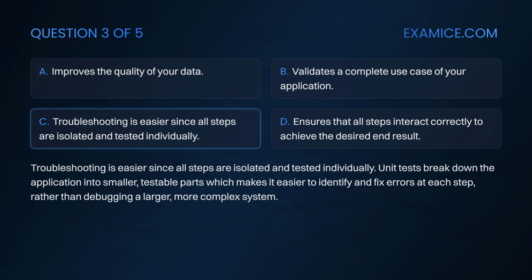Troubleshooting is easier since all steps are isolated and tested individually. Unit tests break down the application into smaller, testable parts, which makes it easier to identify and fix errors at each step, rather than debugging a larger, more complex system.